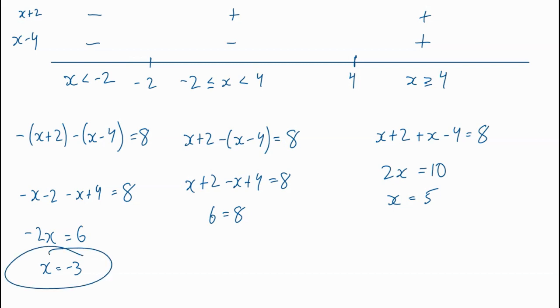Is negative 3 in this interval? Yeah, it is. So negative 3 is a good answer. You can get answers that work out, but they're not in the interval, so they're extraneous. 6 minus 8, well, that's never true. So there's no solution in that interval. Is 5 greater than or equal to 4? Yes. So we have two answers, and we do our therefore statement summarizing what the actual answer to the whole question is.